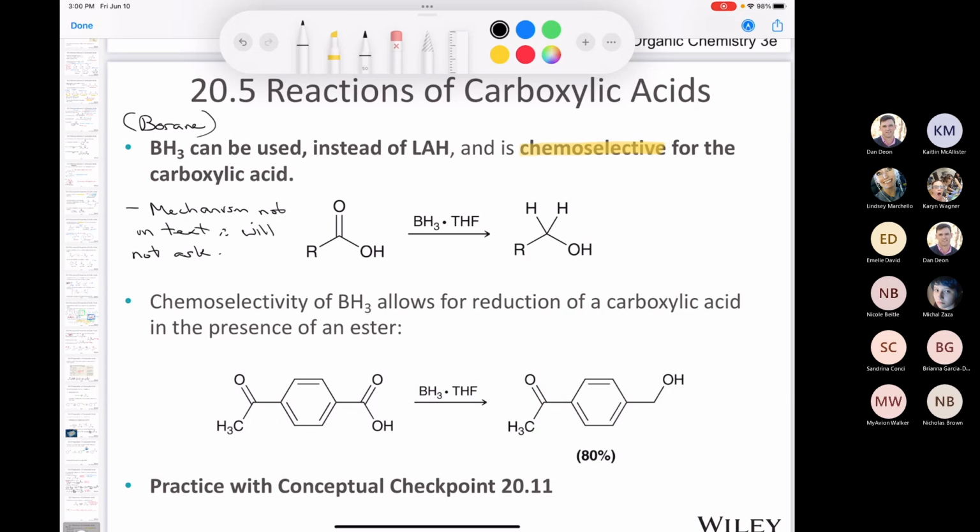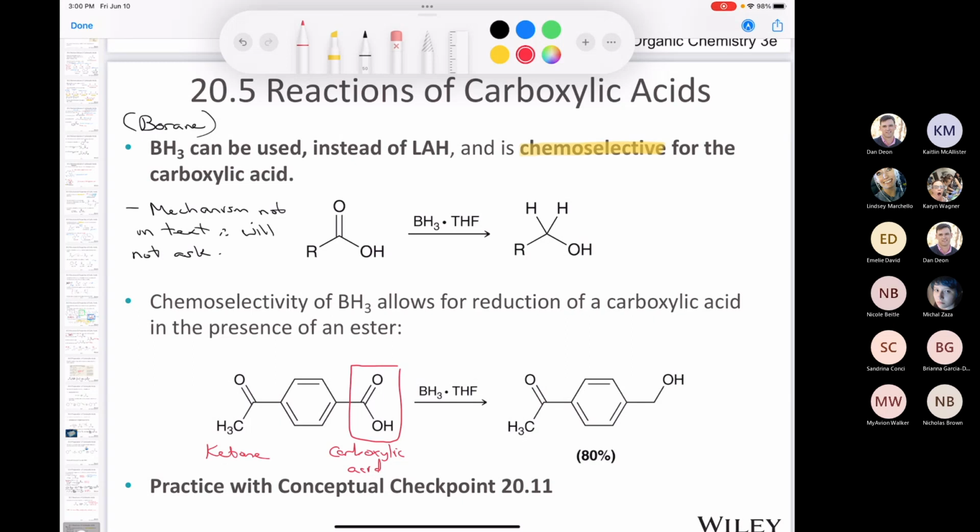The reason why borane and THF as a reducing agent is so cool is that it's specifically selective for carboxylic acids. Let's say we had this compound here. You've got two functional groups. You've got a ketone and you've got a carboxylic acid. If you were to treat that with LAH, that's going to reduce both of these groups. However, if you treat it with borane THF, the only thing that ends up getting reduced is the carboxylic acid, and the ketone stays completely intact.